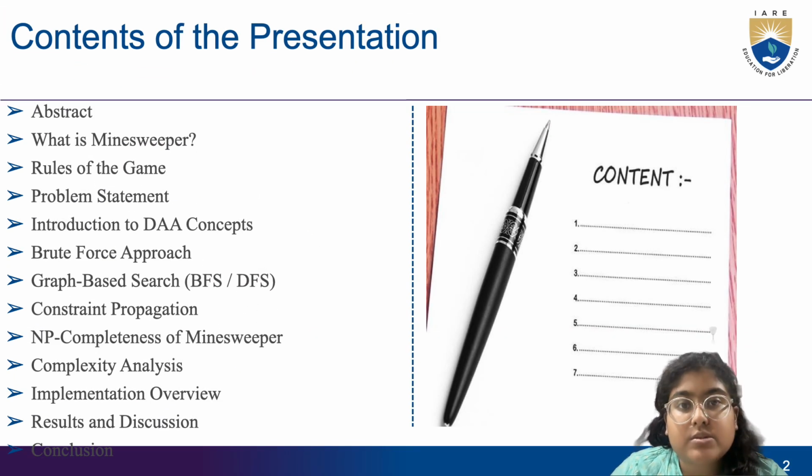Let me briefly walk you through the structure of this presentation. We begin with the abstract, followed by an explanation of what Minesweeper is and how the rules work. Then we move into the problem statement, which formalizes the game as a computational problem. After that, we explore important design and analysis concepts such as brute force, graph-based search, and constraint propagation. We also discuss the NP completeness of Minesweeper, which is a key theoretical result. Finally, we analyze complexity, implementation strategies, and results.